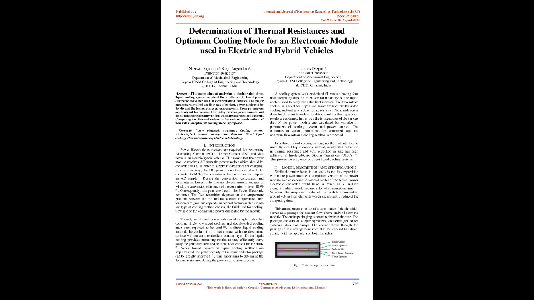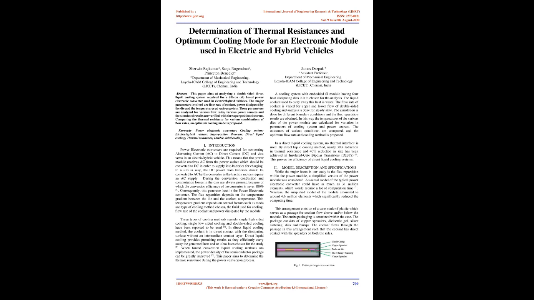During the conversion, conduction and commutation losses in the dies are always present, because of which the conversion efficiency of the converter is never 100% [1]. Consequently, this generates heat in the power electronic converter. The flux repartition depends on the temperature gradient between the die and the coolant temperature. This temperature gradient depends on several factors such as mode and type of cooling method chosen, the fluid used for cooling, flow rate of the coolant, and power dissipated by the module.